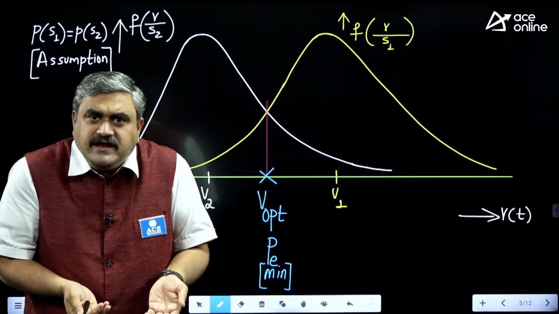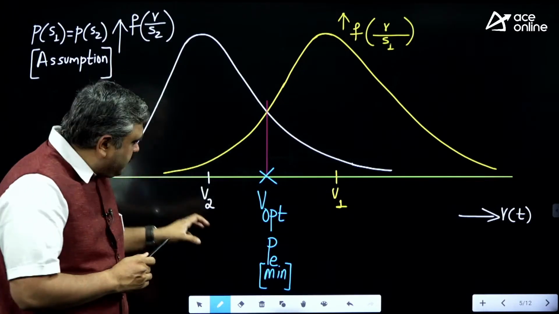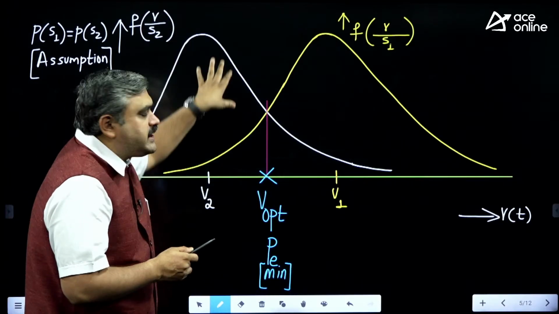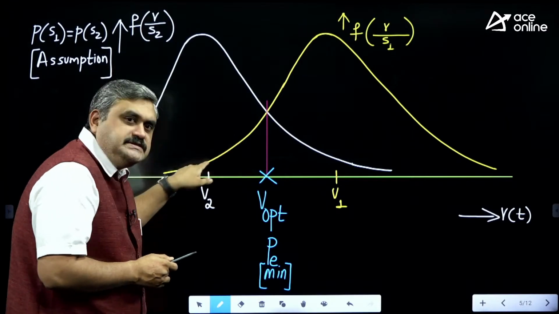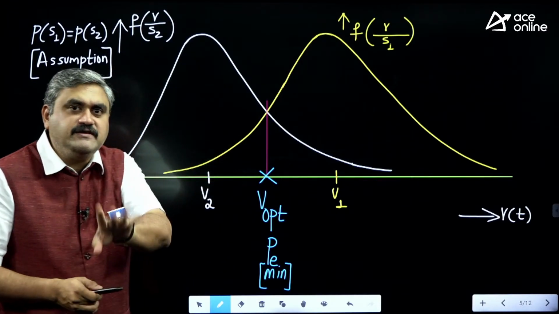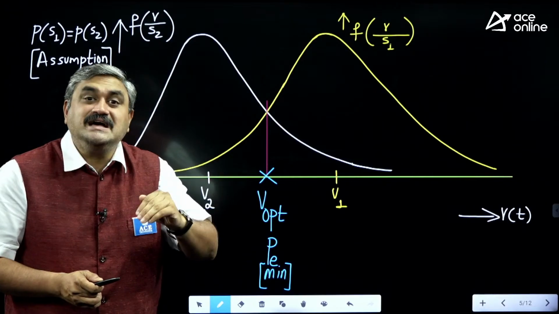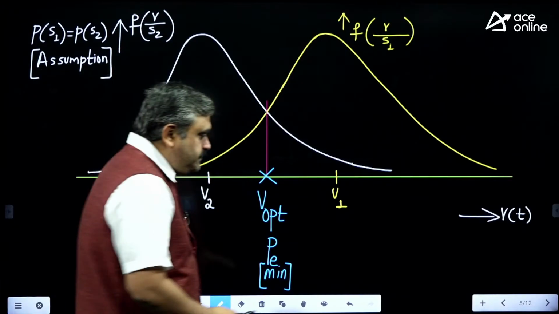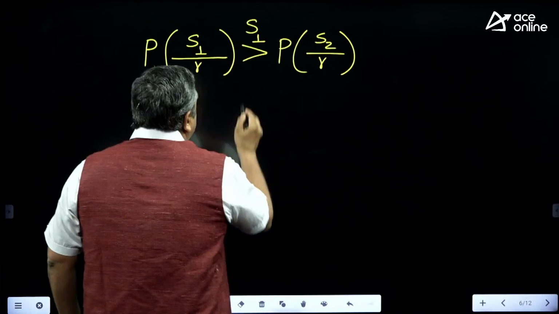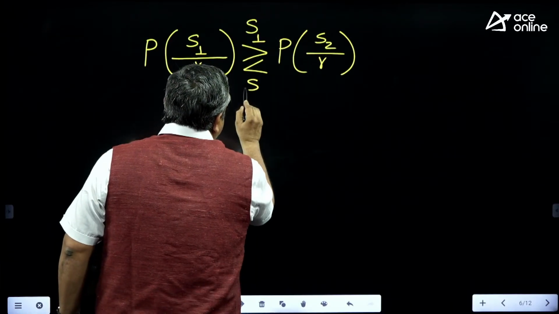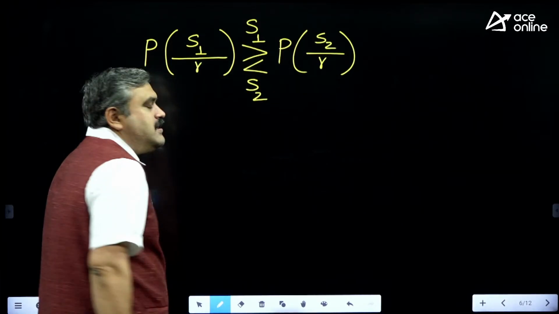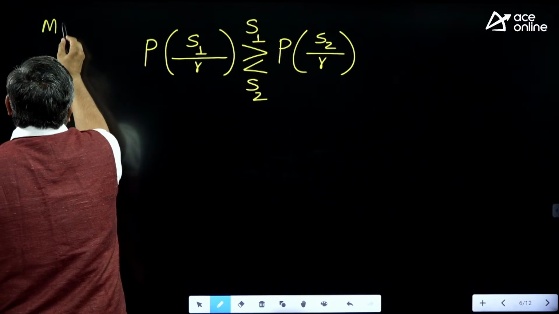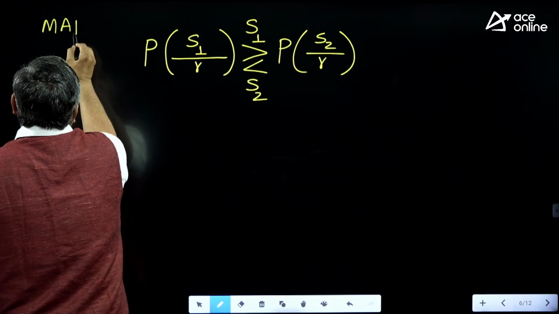If it is reverse, that means what? Whatever the value of the received voltage you are getting, it may come somewhere in this white color region. Here also the yellow region is there. That means chances of 0 becoming 1 is also there. But chances are less. Then what you are saying, you decode it as S2. That means what you write here, if it is less, decode as S2. Finish. So this statement is your MAP.